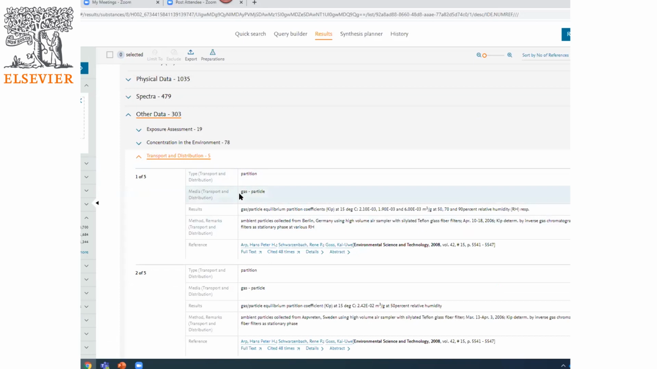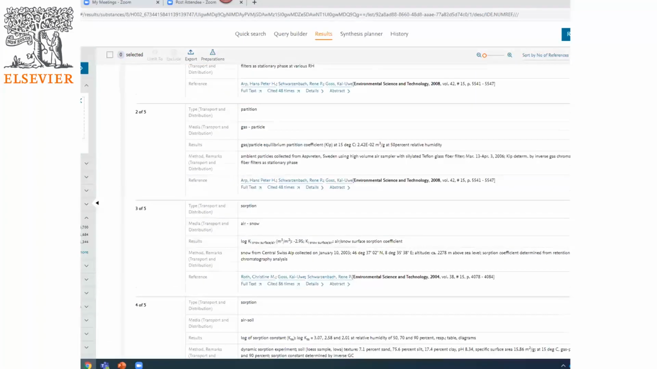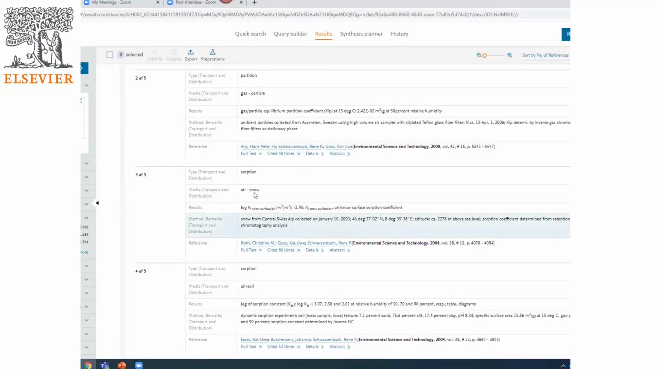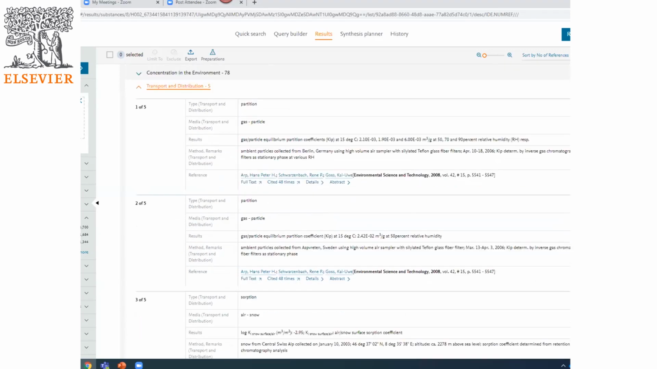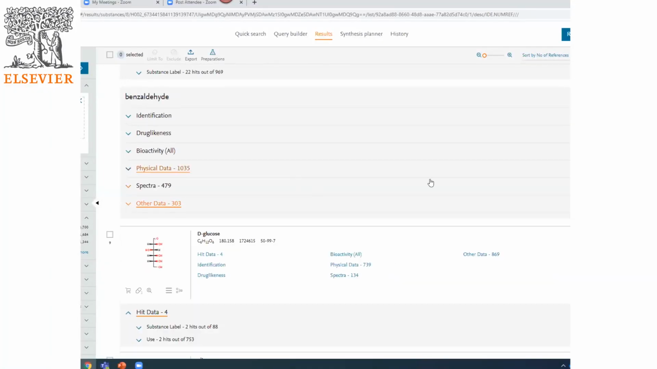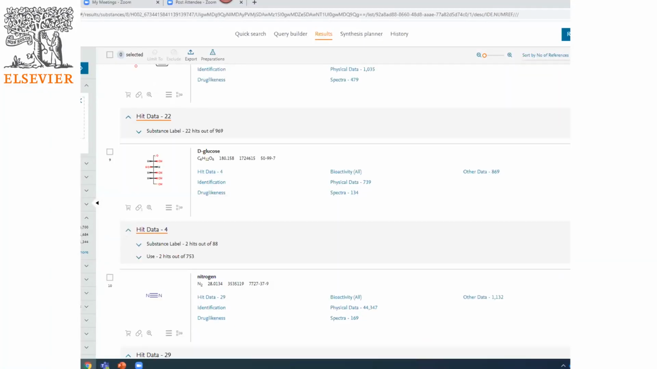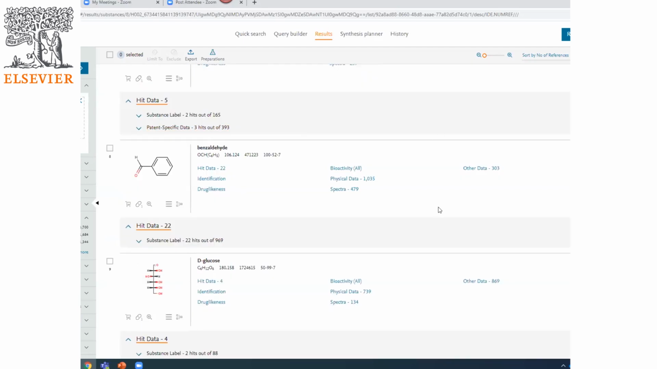So for example, gas-particle partition equilibrium and coefficients. A lot of interesting, useful information. So for example, sorption, coefficient of sorption, air, snow, air, soil, adsorption by and sedimentation by seawater. So it's really valuable environmental information. Also, let's finish with this substance record.